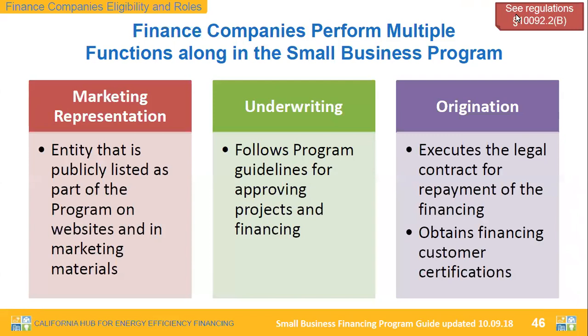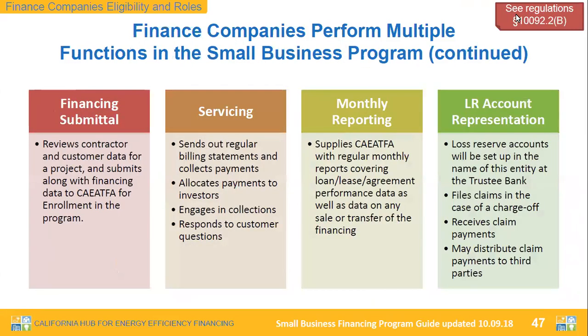And so we're starting with marketing representation. This is going to be the entity that gets listed on our program websites and gets advertised in our marketing materials. Then there's an underwriting role to follow program guidelines for approving the financing and the projects. There's an origination role. There's a financing submittal role, which is basically giving us data about the project.